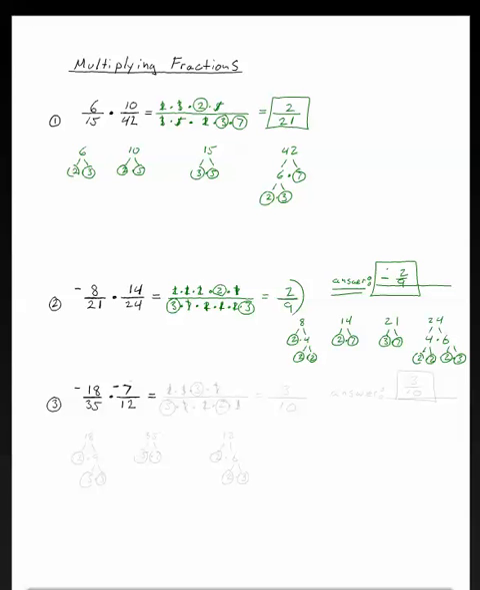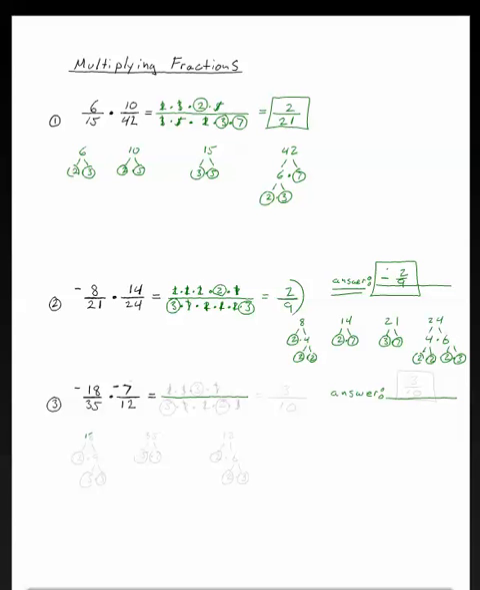In the last example, number 3, I have a negative times a negative. So those are the same sign. And if I'm multiplying same sign numbers, I get a positive answer. So my answer will be positive, so I don't put any sign in here. Now I can just work with my factors. So I need to break down the prime factorization of 18, 7, 35, and 12.